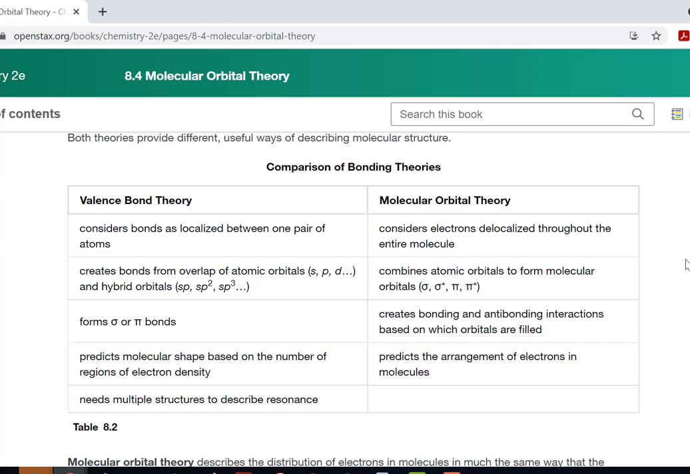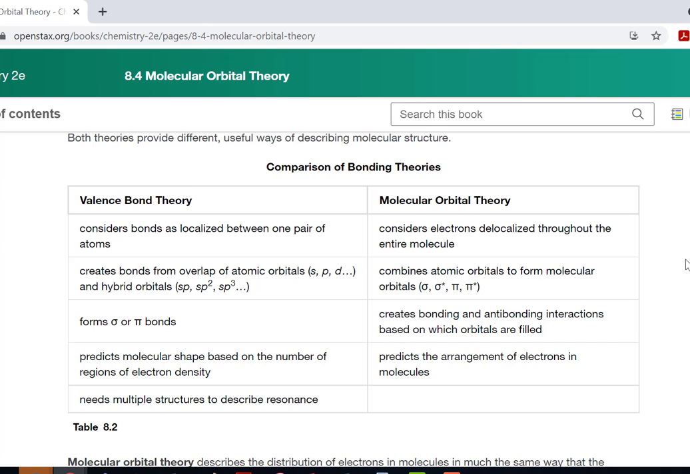But it can predict where the electrons are within a molecule. One of the downsides with the valence bond theory is that we kind of see that the resonance way of representing things doesn't work very well. And it turns out the molecular orbital theory does a much better job of explaining that when that happens.